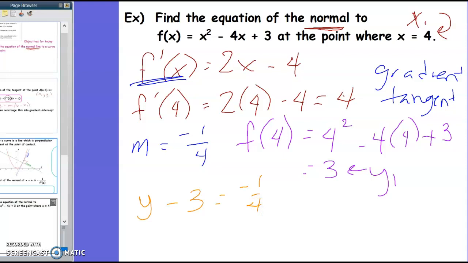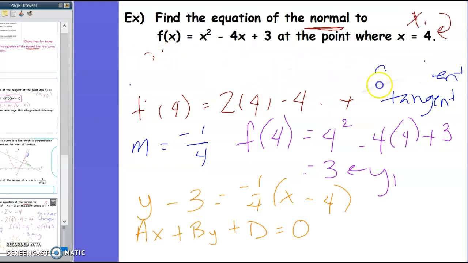That's the gradient of the normal, times x minus x sub 1, which is 4. Okay, so this time let's practice putting this one into standard form. We practiced with gradient intercept form yesterday. Let's practice standard form today. So if you remember, standard form is ax plus by plus, I think they use a d in the formula book, equals 0.